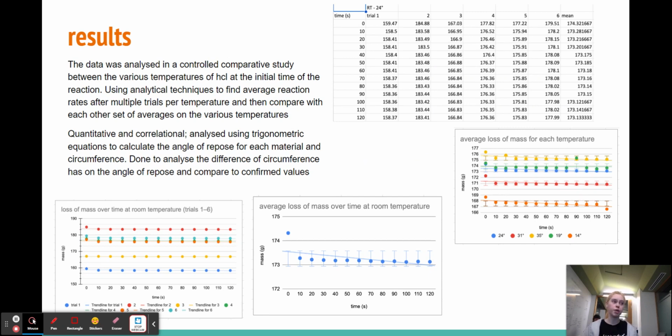Unlike this first experiment, the second experiment had a lot less data to be compared and was not put into graphs at all, and was only calculated using trigonometry to calculate the angles of repose in relation to the circumferences and the materials used.